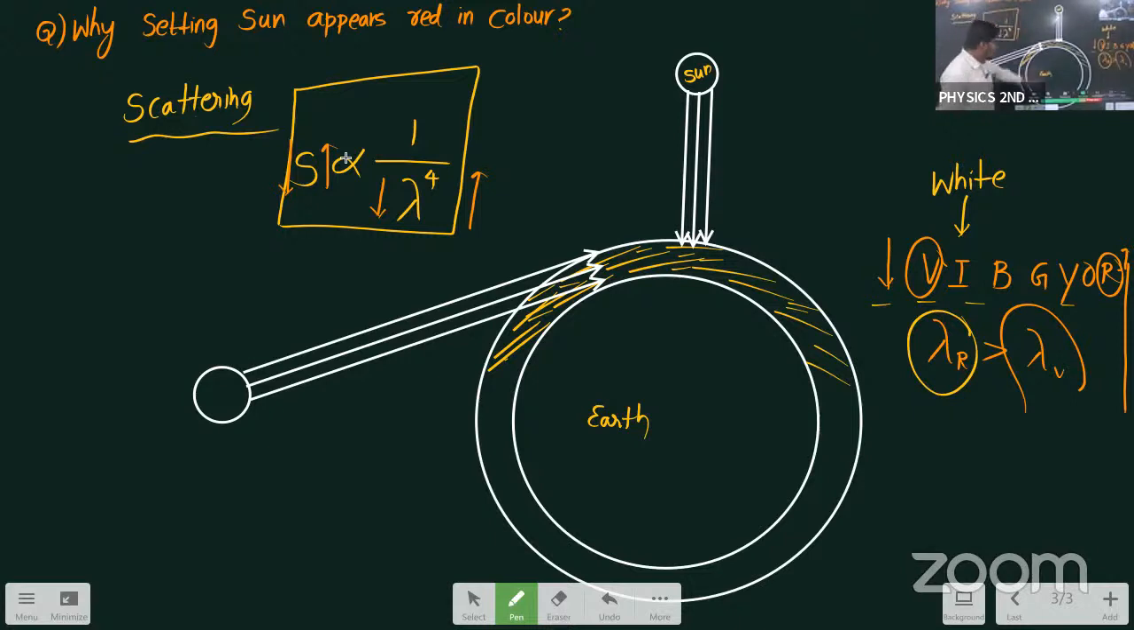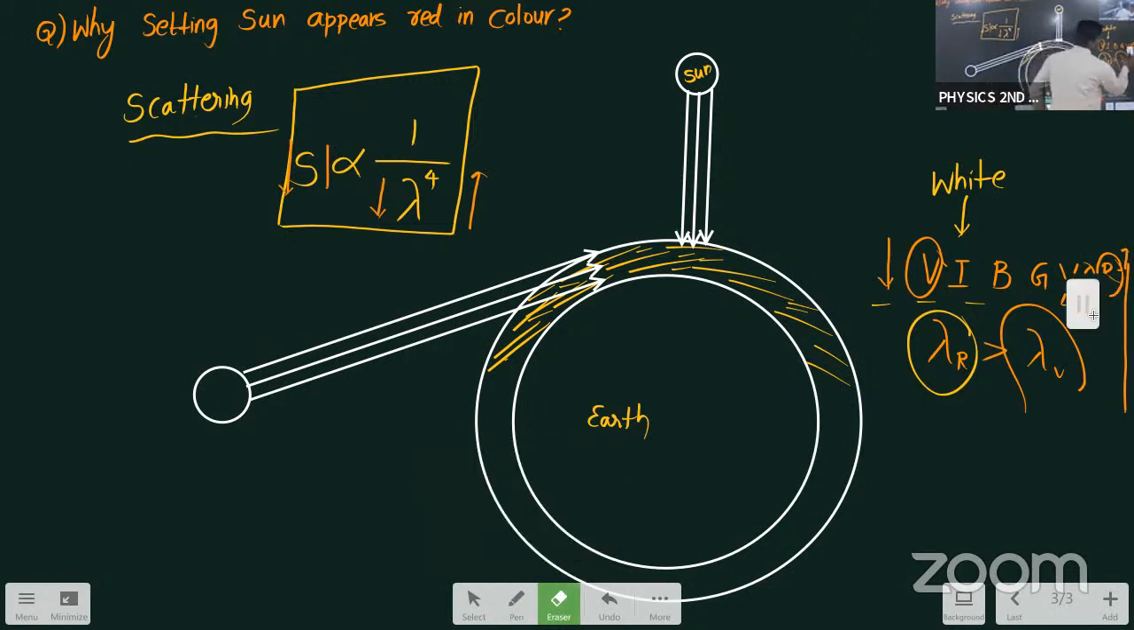So, carefully listen to the answer. Now, I am going to tell the actual answer. During sunrise and sunset, the sun rays have to travel a larger distance. Which color light has more wavelength? Red color light has more wavelength. After red color, which color has more wavelength?